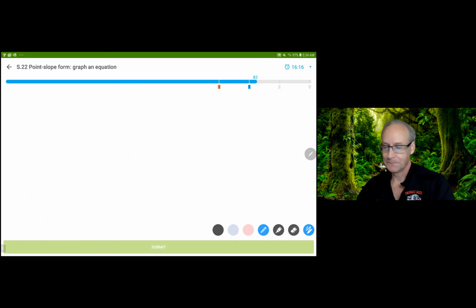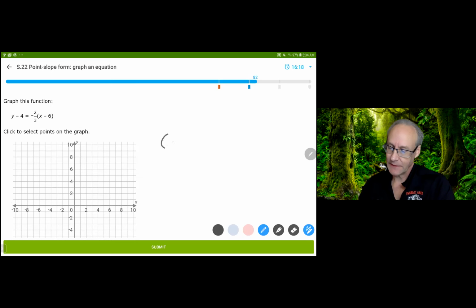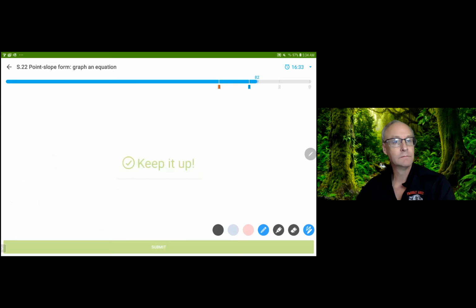Got to count right. This one, my x value is going to be 6 and my y value is going to be 4. I'm just zeroing this guy out. My slope is going to be -2 over 3. So I go from 6, 4, and I'm going to go down 2 and over 3. And I'm done.